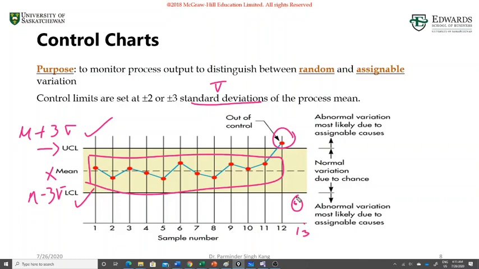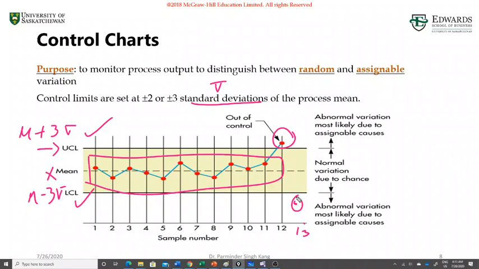Again, just to reinforce this point, if you have observations within the control limits, the process is in control, and this is due to random cause variation. However, if you have an observation outside the control limits, this is due to assignable cause variation or special cause variation. That's how you will use control charts to differentiate between random and special cause variation.